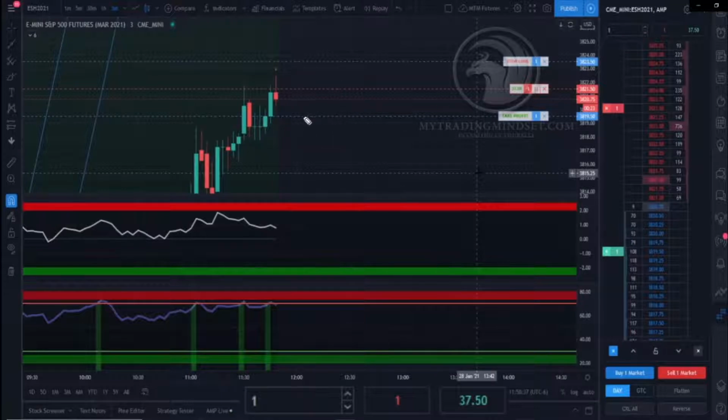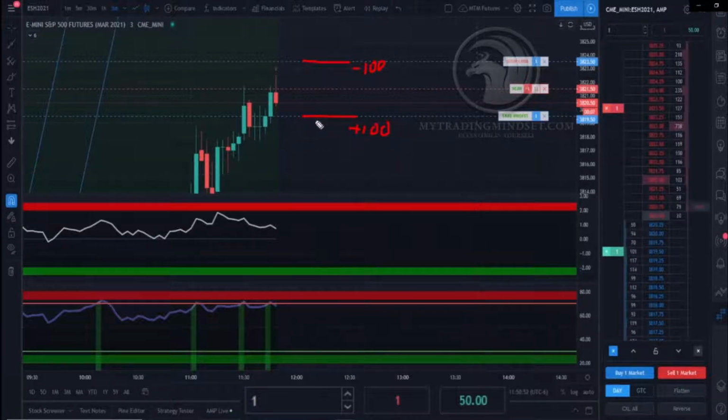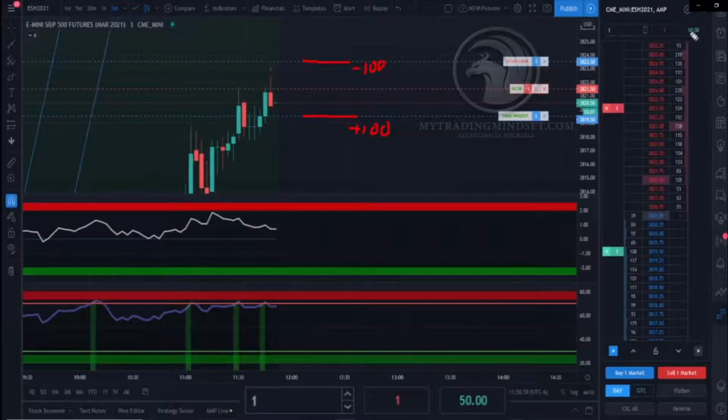And I have my take profit here at $100, my stop loss at $100. So this is my negative 100, and this is my positive 100. So once it touches this line, I make $100. I lose $100 once I touch this line right here. And as you can tell here, it's gonna probably shoot down, and I'm gonna hit my take profit at $100.